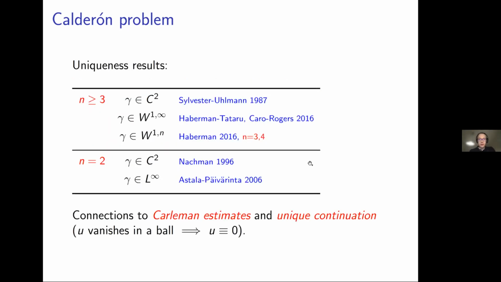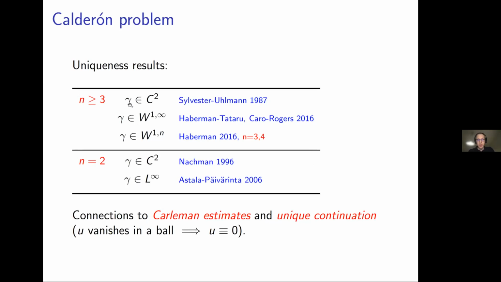So let's see, somehow mention a few results that are known. These are uniqueness results saying that knowing the boundary measurement map Lambda_gamma allows you to determine the conductivity gamma inside, at least uniquely. So there are differing results depending on the dimension.